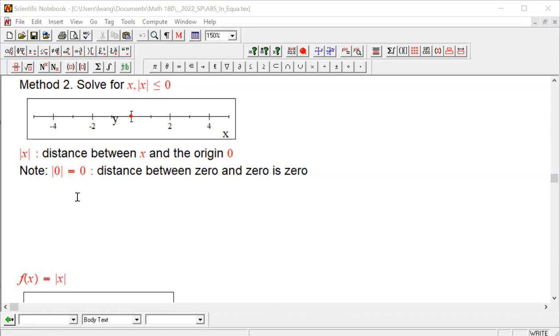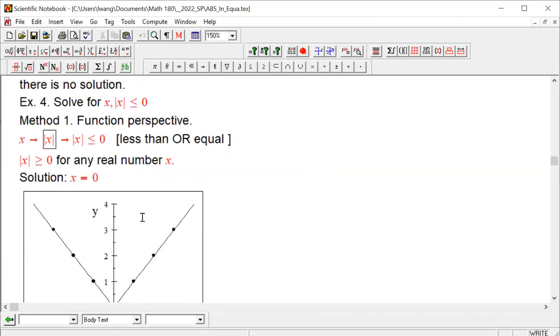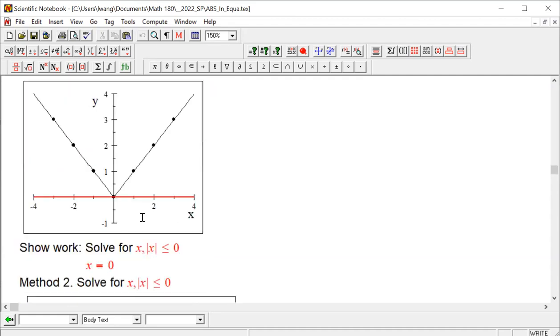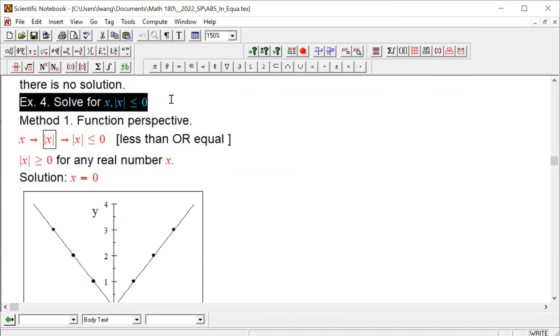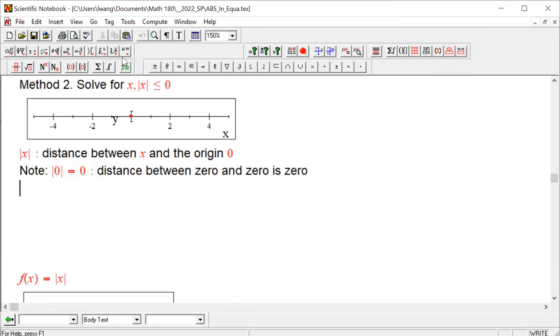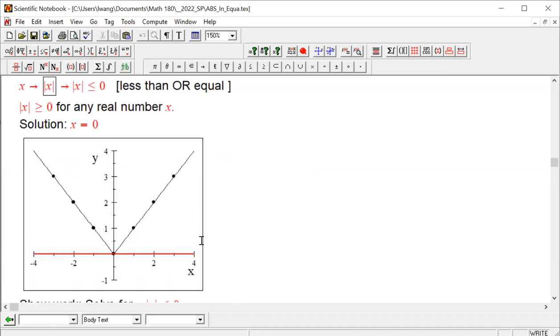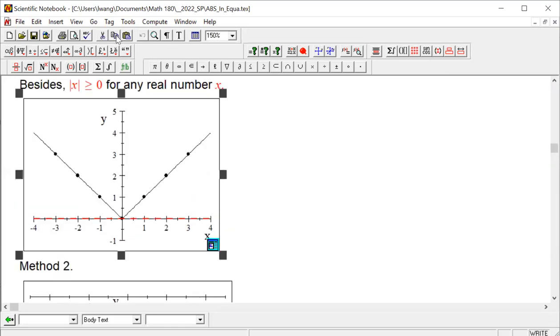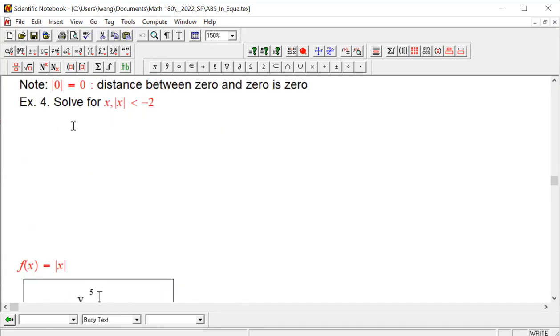All right, so we have talked about these examples. I hope you guys have the patience to watch it and really understand what I'm trying to share with you here. So let's look at example number 5. This time I'm going to have less than -2. The function perspective, so we still have that function perspective. Method 1.